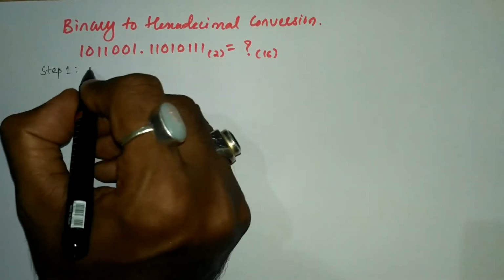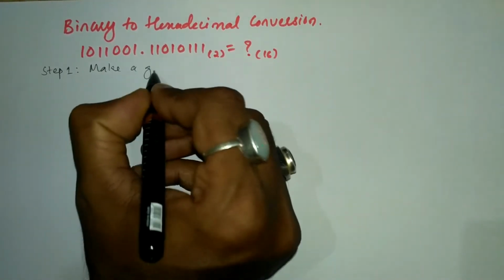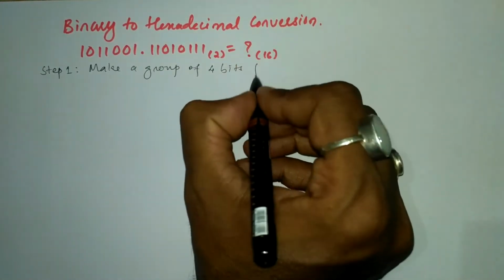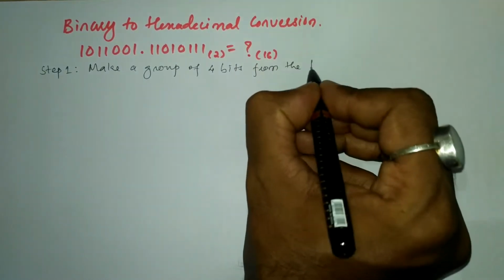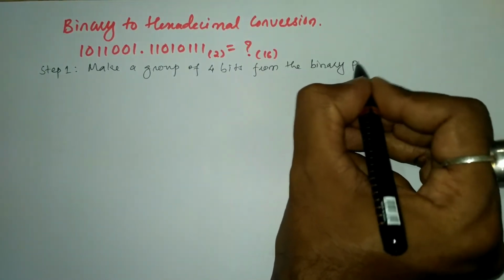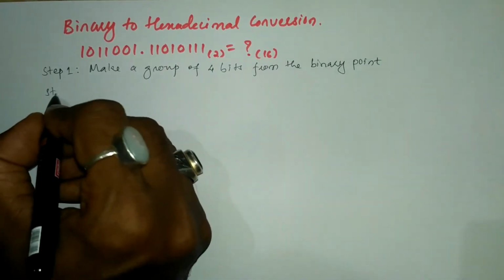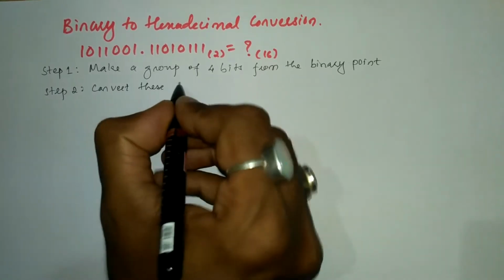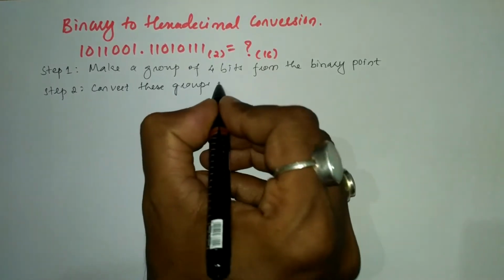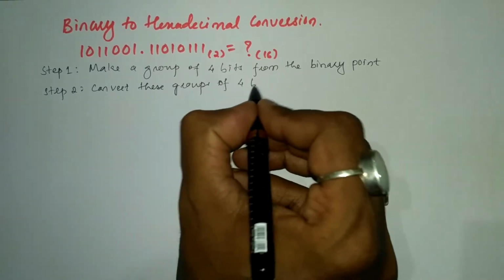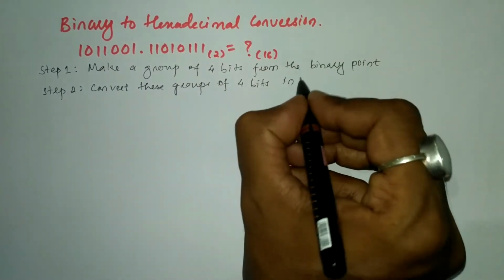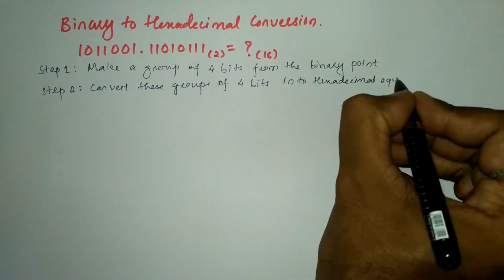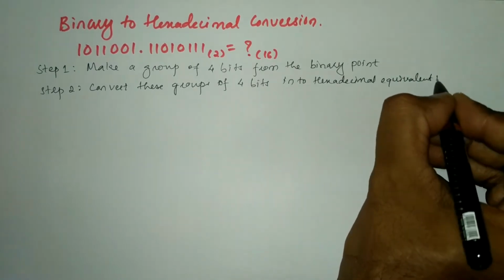I'll write step 1: make a group of 4 bits from the binary point. Step 2: convert these groups of 4 bits into hexadecimal equivalent number.